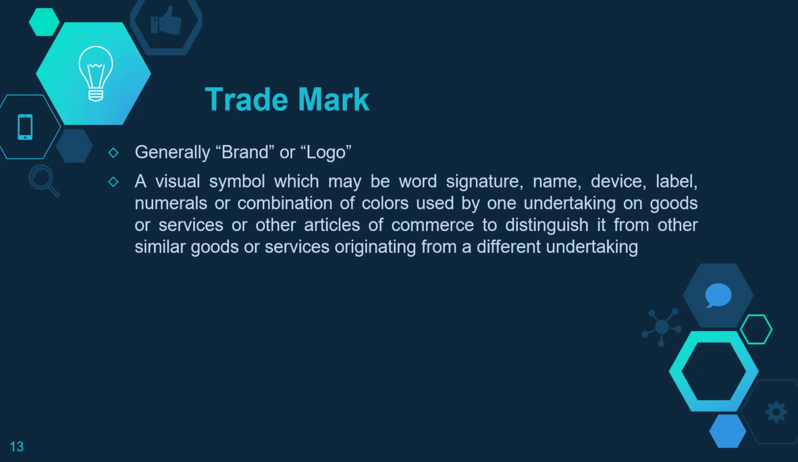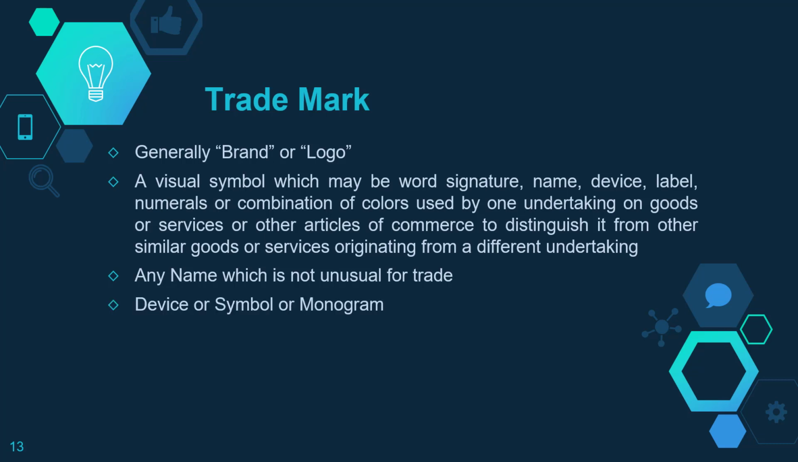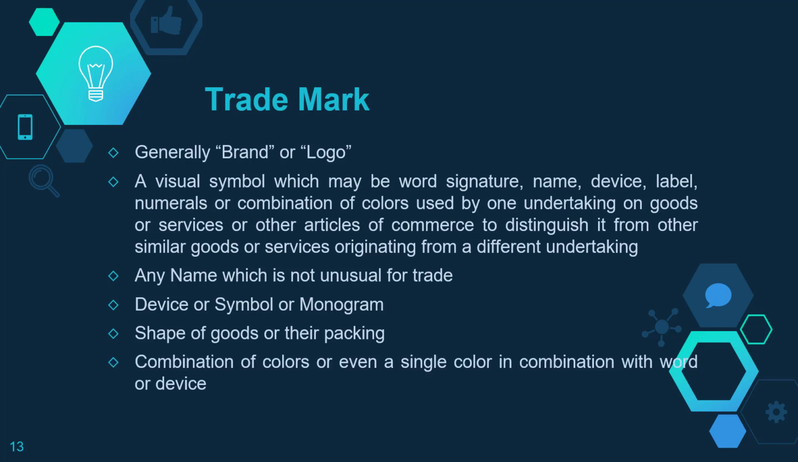A visual symbol which may be a word, signature, name, device, label, numerals, or a combination of colors used by one undertaking on goods or services or other articles of commerce to distinguish it from other similar goods and services originating from a different undertaking. Any name which is not unusual for the trade. It can be a device or a symbol or a monogram. It can be the shape of goods or their packaging or a combination of colors or even a single color in combination with words or devices.